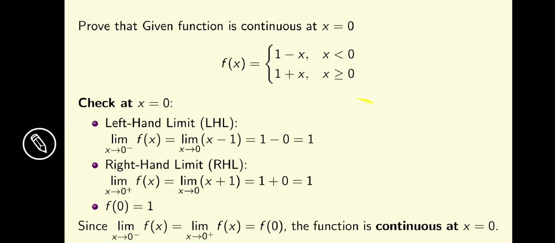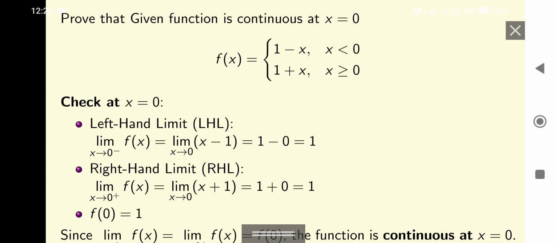Now in this next example, f(x) is given as 1 minus x when x is less than 0. It is given as 1 plus x when x is greater than or equal to 0. We have to check continuity at x is equal to 0. So now calculate the left hand limit, which means x is less than 0. So this formula will be used. Note that we put x is equal to 0, we get the value 1.